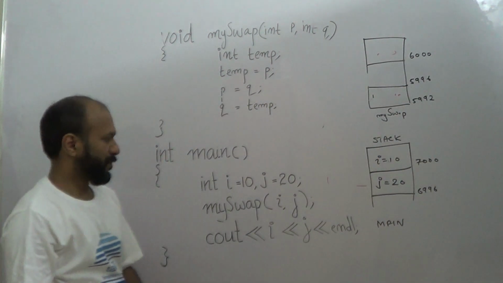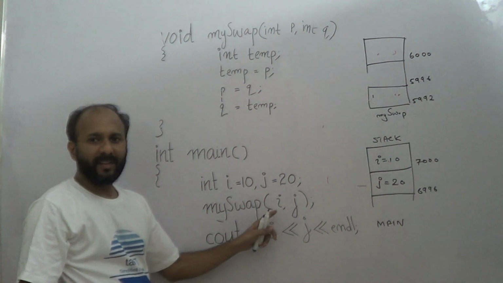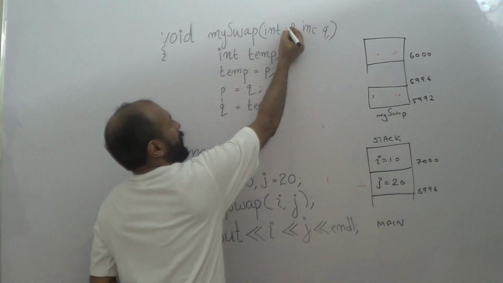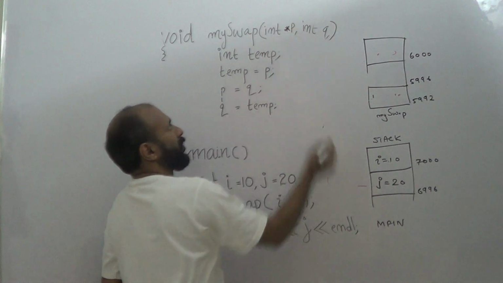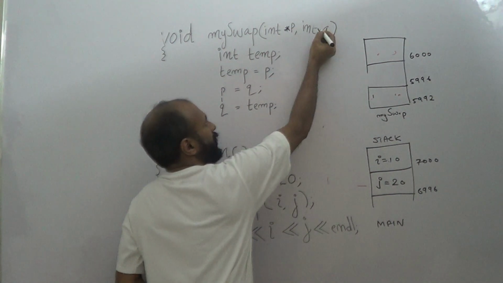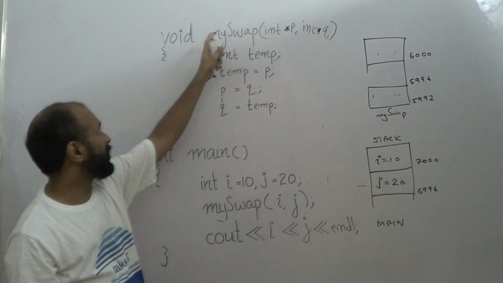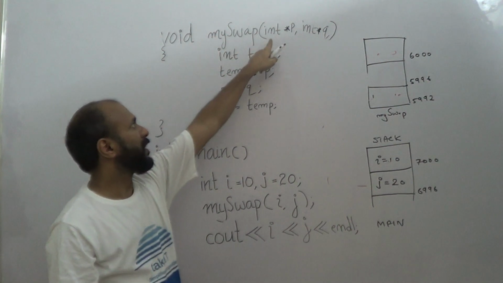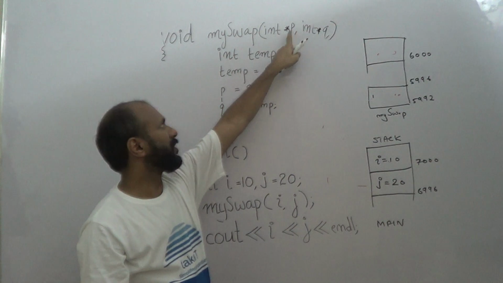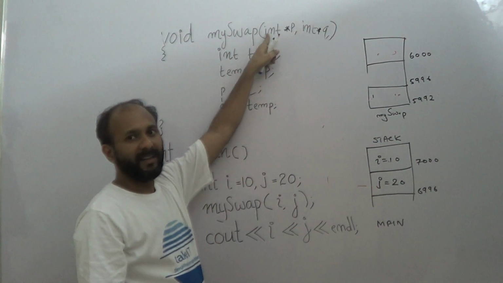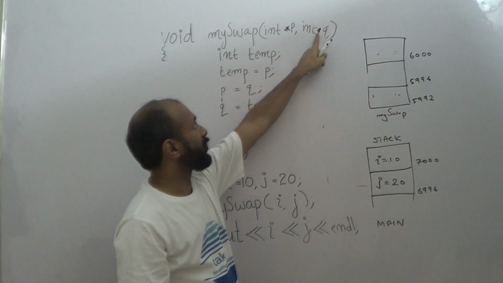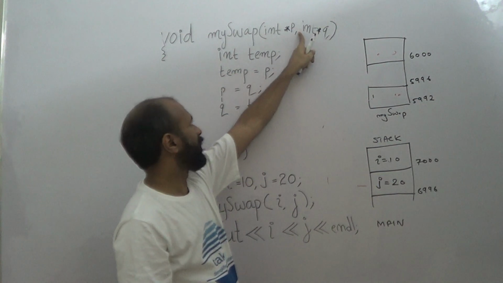These are the stack frames. Now, I am making this variable a pointer and this variable a pointer variable. My function has changed: void myself, int *p, where p is a pointer to integer, and it has one more argument q, which is also a pointer to integer.